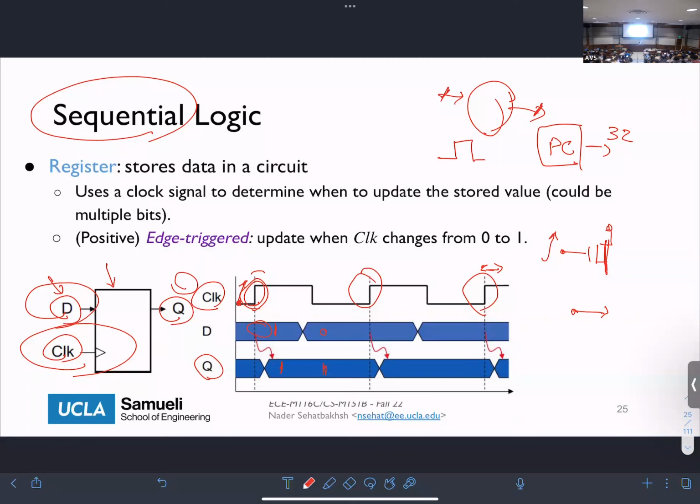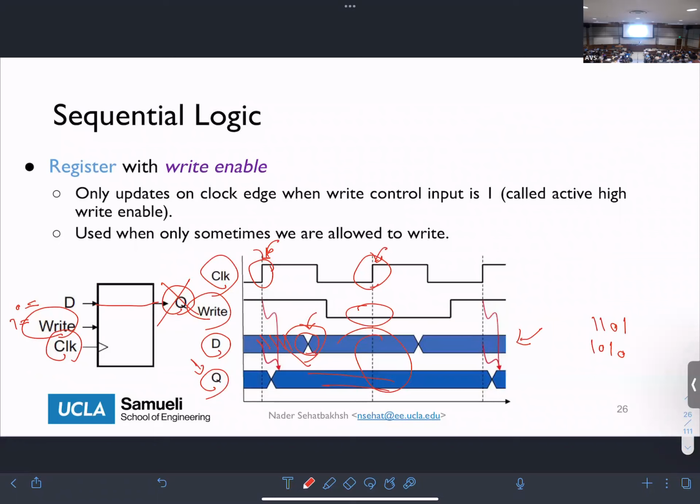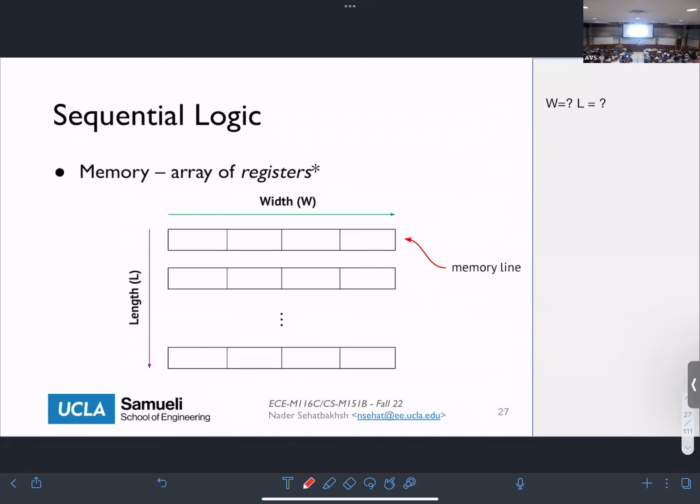Okay, so we now know what an edge-triggered register is, and we also know what an edge-triggered register with write enable is. So now, what is a memory? Think about memory as an array of these registers.